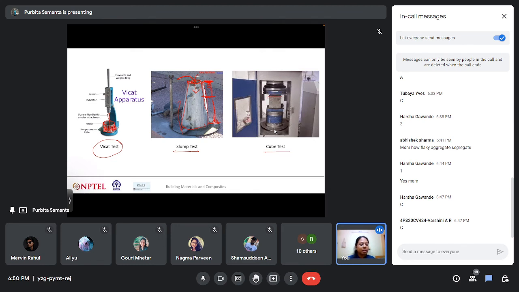A cube test is a dry test, or rather it's not with the fresh concrete, it's with the cured concrete. So it's the concrete which we get after 28 days, and in order to check the strength of that particular concrete sample, pressure is given, and the pressure at which the cube basically breaks, the level just before that is recorded, and accordingly you can say what is the compressive strength of that particular sample of concrete.